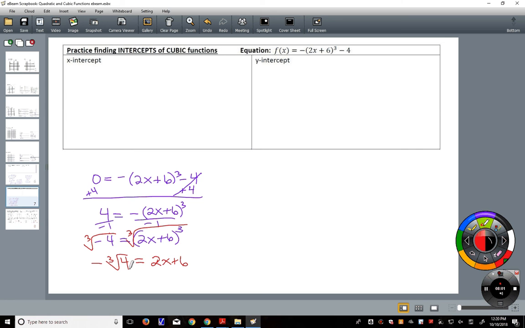And then, again, remember our goal is still to get x alone. So we kind of have to do double the work. First, we have to isolate the cube part. Then we have to re-isolate x all alone again. So now I'm going to subtract 6. So my equation will say that 2x is equal to -6 minus the cube root of 4. And then I need to divide by 2.